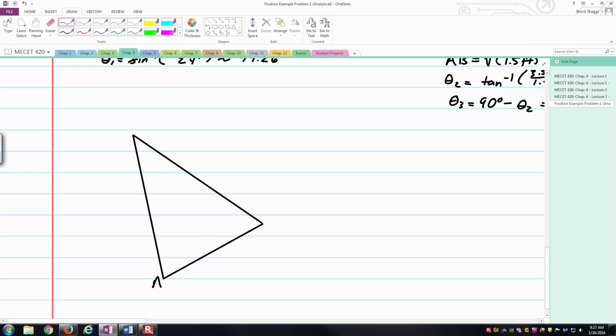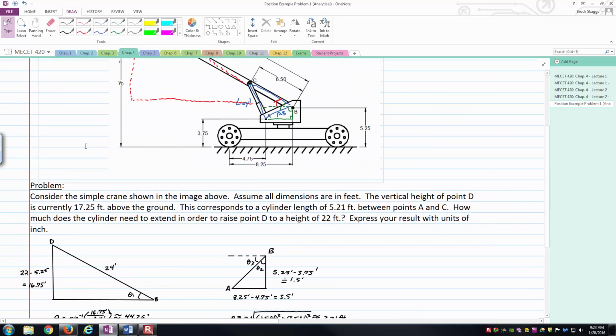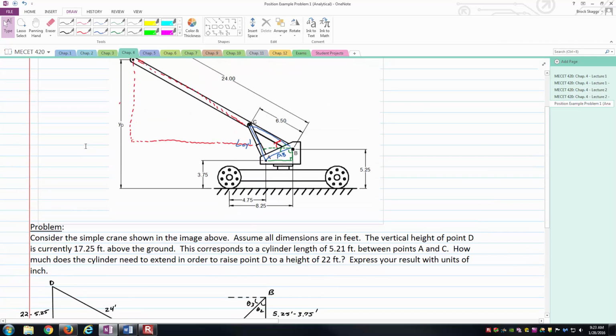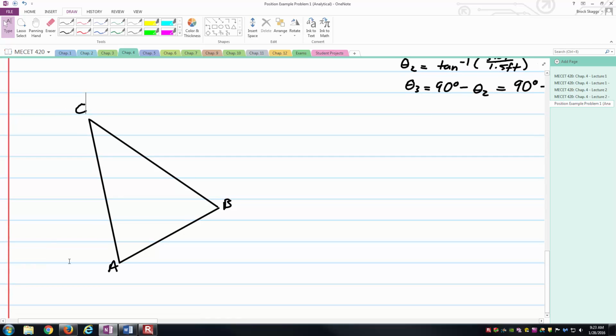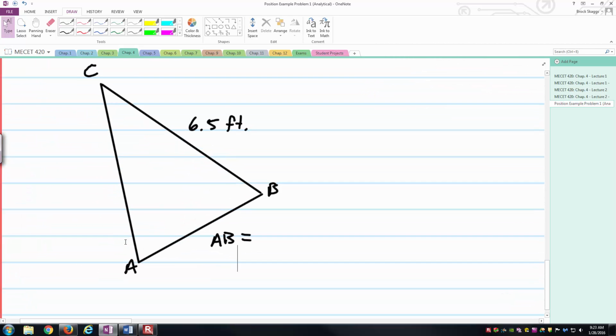Have my pin, and this is going to be A, this will be B, and we have C up here. So first things first, what do we know about the side lengths? Well, the length between B and C is 6.5 feet. And so we know this to be 6.5, let's put feet. A to B here, we do know the distance along this length AB is roughly 3.81 feet.